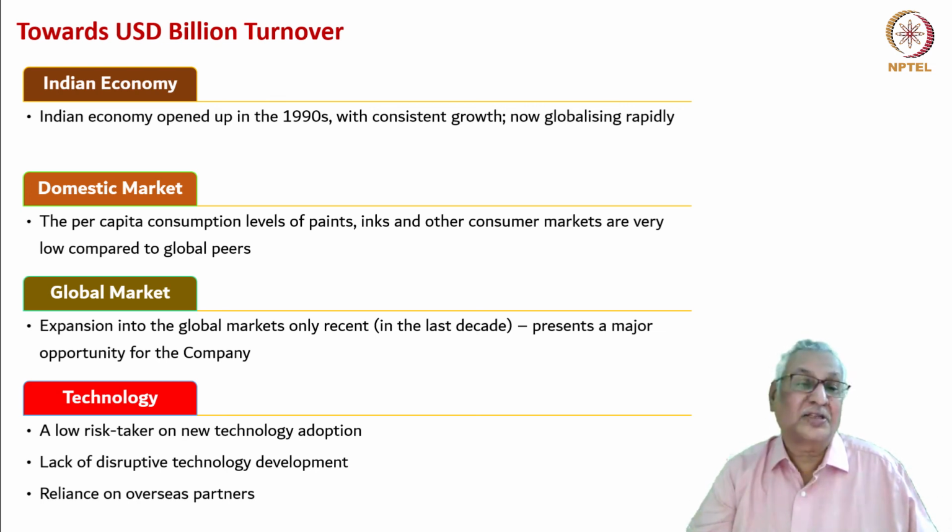Therefore, one may say that there is a lack of disruptive technology development and there is a lot of reliance on overseas partners. If only a company comes in with strong technological edge, it is likely that Sudarshan Chemicals could be disrupted. It is a risk for the business which the company's promoters and leadership must be cognizant of.